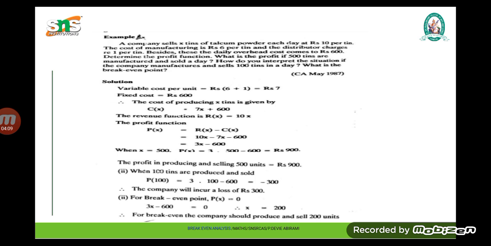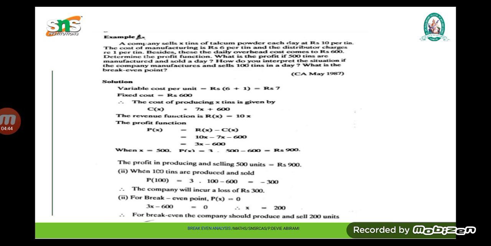My next problem is: a company sells x tins of talcum powder each day at 10 rupees per tin. The cost of manufacturing is 6 and the distributor charges 1. These charges come under variable cost. Daily overhead cost denotes the fixed cost of the company, that is 600 rupees. Determine the profit function, what is the profit when 500 tins are manufactured and sold, what is the profit when 100 tins are manufactured, and also find the break-even point.